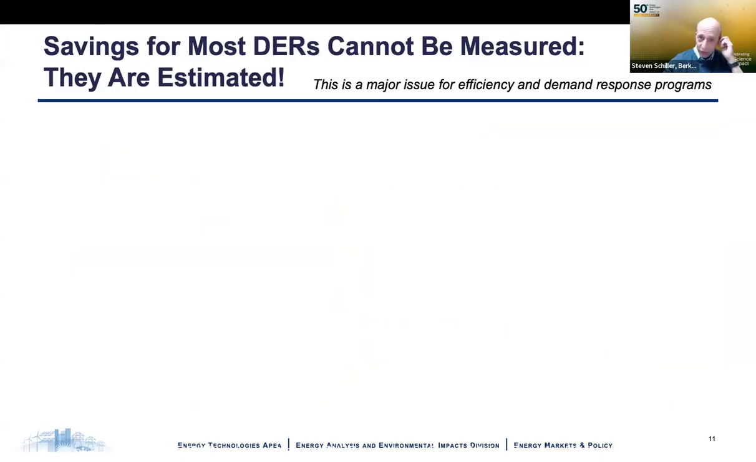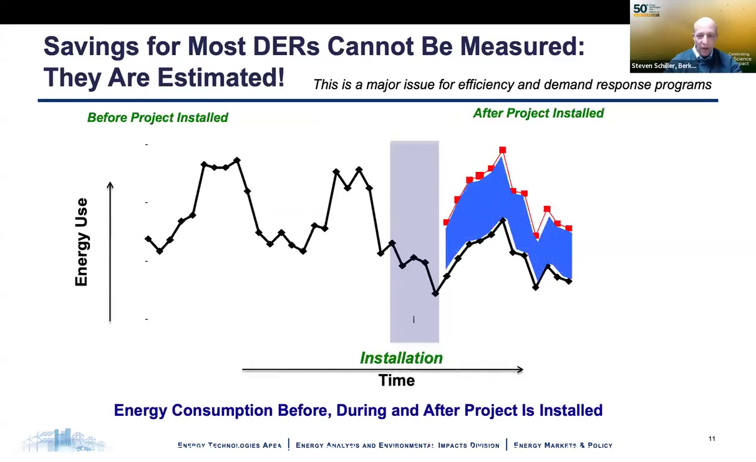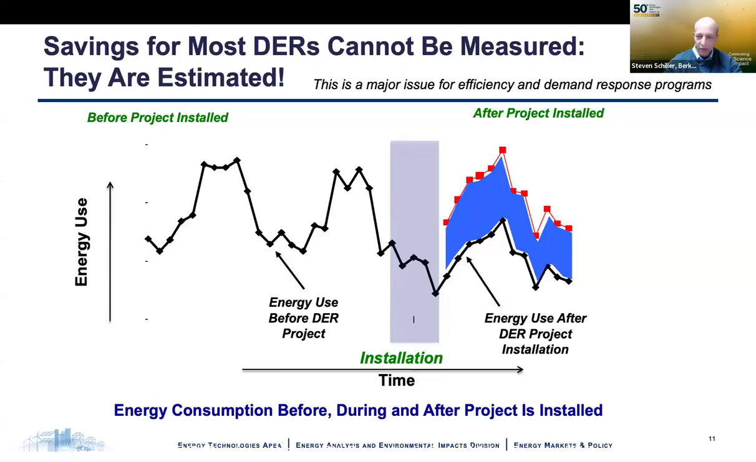So what are some of the issues associated with doing all this? Here we have a graphic showing energy use in a building before your DER project is implemented. Then you have the installation. Then you have the energy use afterwards, in this case hopefully somewhat lower. And you want to come up with the savings.